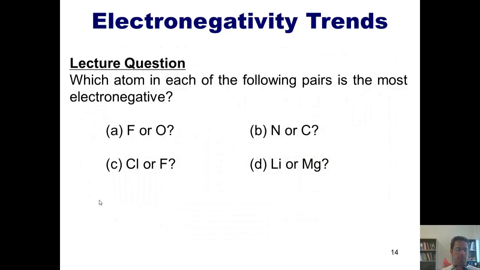This brings us to an impromptu lecture question. Which atom in each of the following pairs is the most electronegative? Now, I'm not going to answer this question for you, but will instead let you ponder and answer it for yourself. This is, of course, an excellent exercise to determine if you can identify trends in electronegativity.